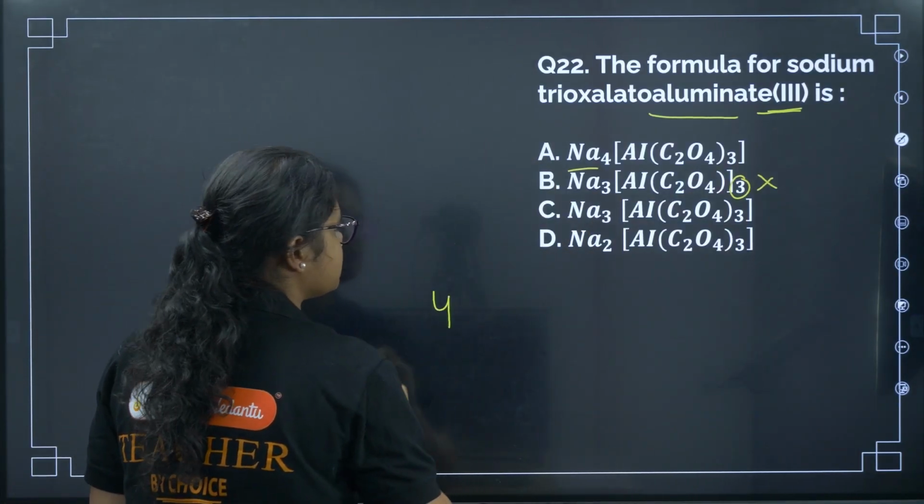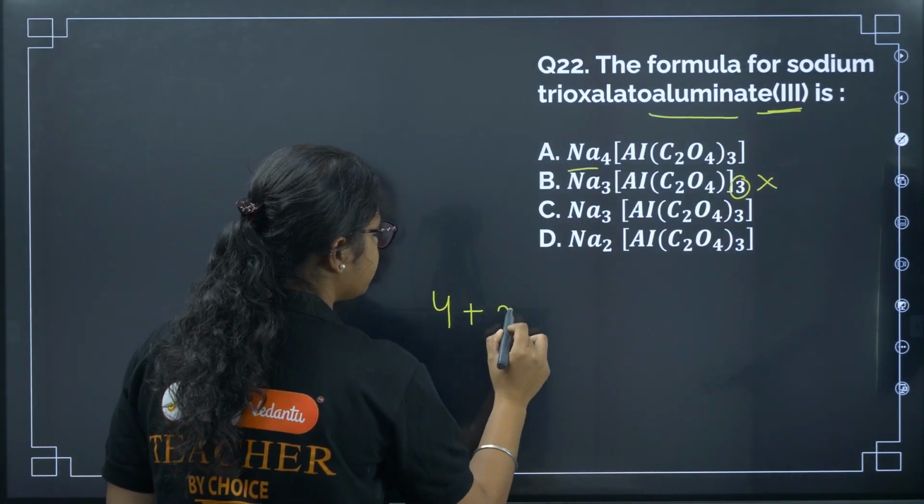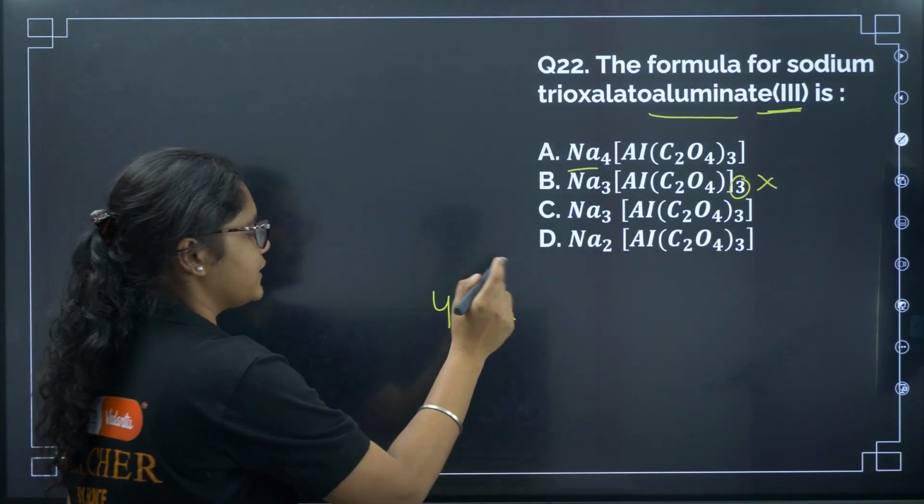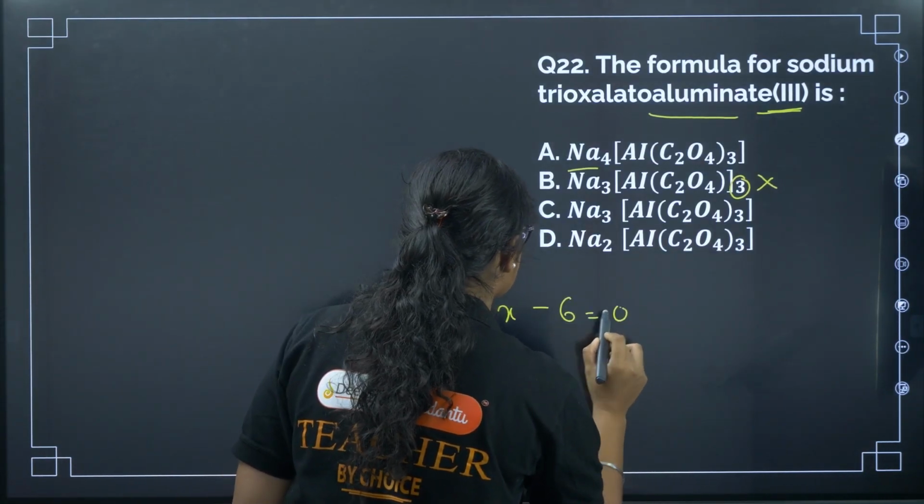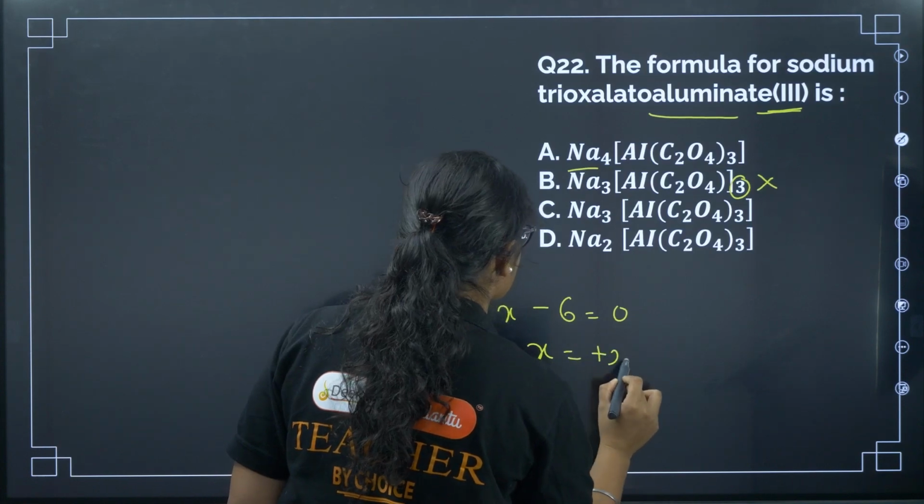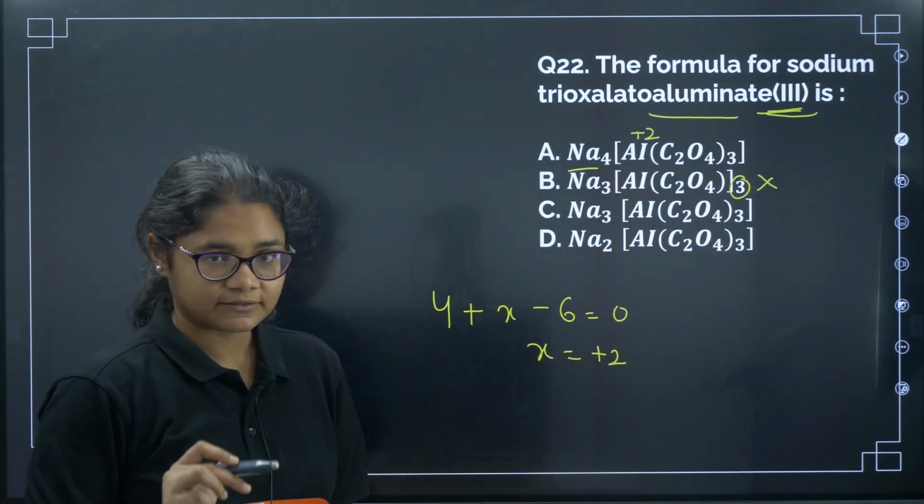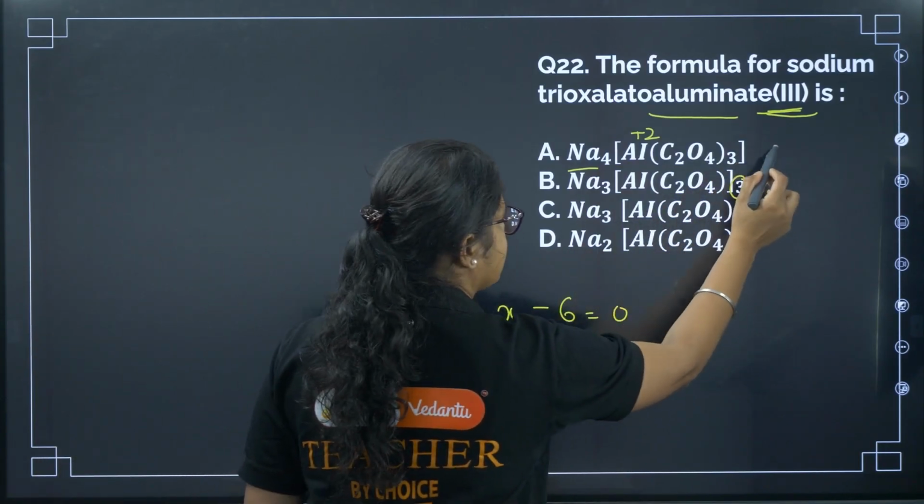So sodium is +4, aluminum we will find out, and each C2O4 has -2 oxidation state. So 3 into -2 will be -6, that is 0. So we'll get X is equal to +2. So here aluminium is in +2 oxidation state, but the given value is +3. So this cannot be the answer, incorrect.